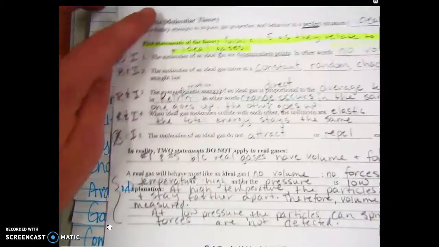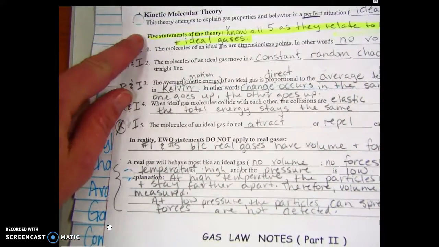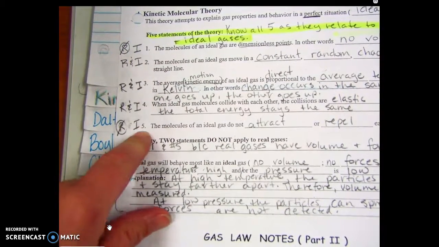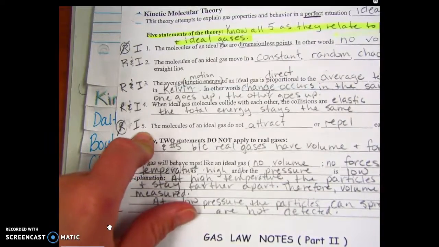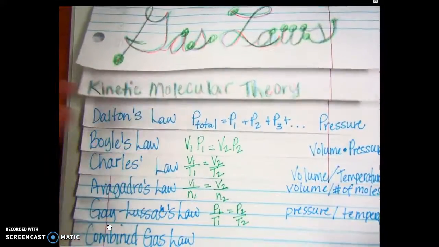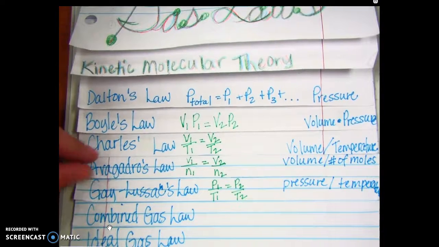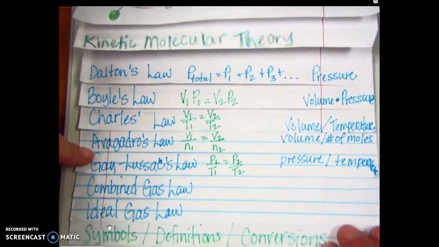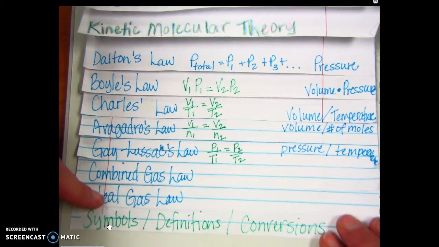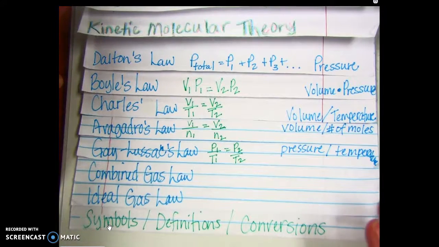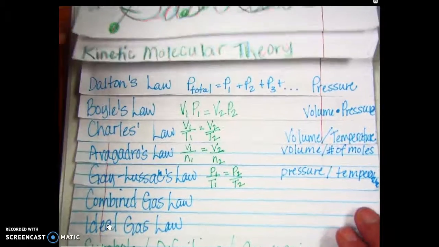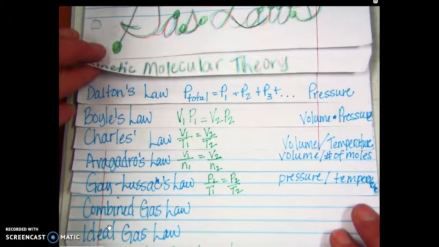We got it from here. One of your homework assignments was to add all 5 of the kinetic molecular theory postulates under this tab. Then we have Dalton's law, Boyle's law, Charles's law, Avogadro's, and Gay-Lussac's. We're going to hit combined and ideal after the break. So let's go ahead and get started with Dalton's law of partial pressure.